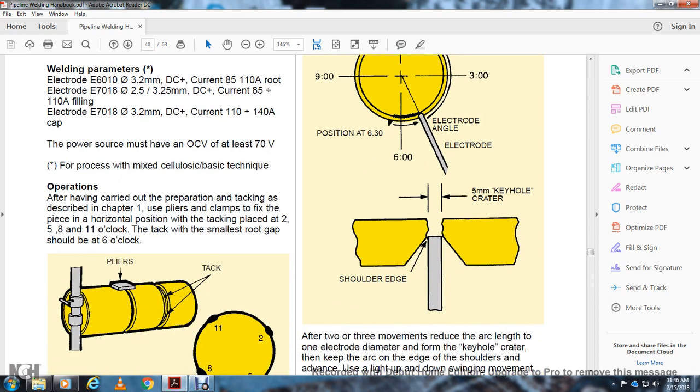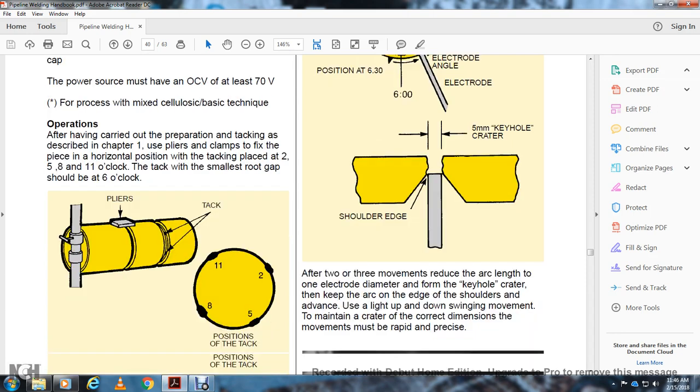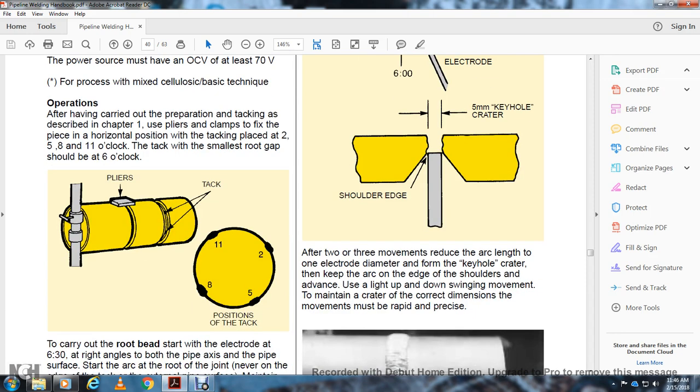Operations have been carried out with the preparation and tacking described in Chapter 1. Your pliers clamps are to be fixed on a piece of pipe in the horizontal position, with the tacks placed at 2, 5, 8, and 11 o'clock. The small screw gap shows that the gap should be at 6 o'clock. This shows 2, 5, 6, 8, and 11.